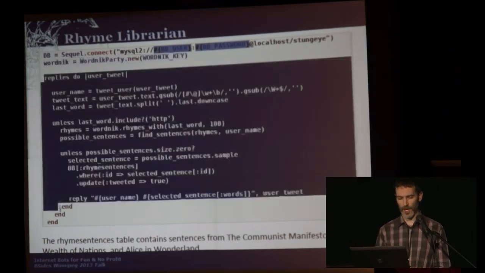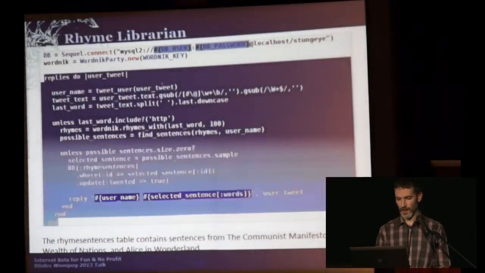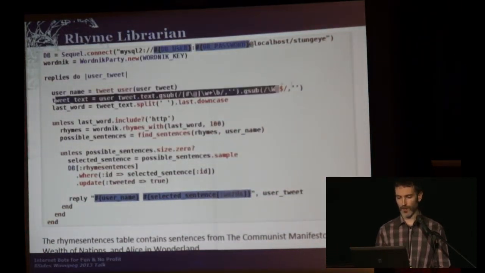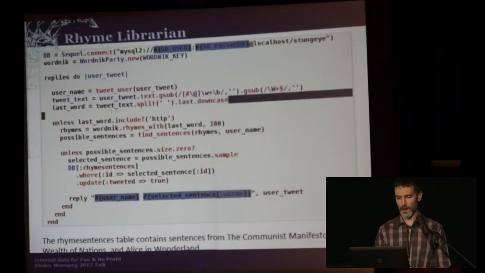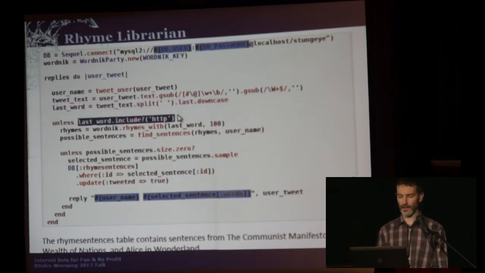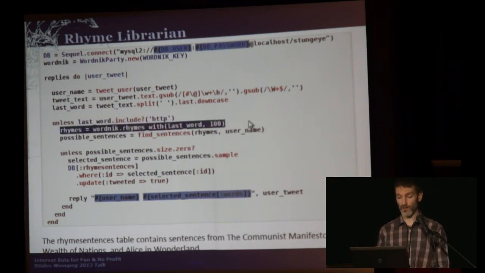And again, I have this big reply block. So if I'm replying to a tweet, I find the username of who's talking to me. I do a little bit of pre-processing on the text. I find the last word by sort of splitting on spaces and finding the last word and downcasing it. As long as that last word isn't a link, so I look for HTTP, then I do a search on WordNik to find some rhymes.